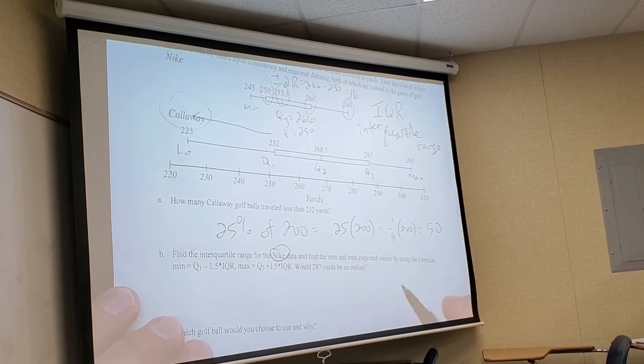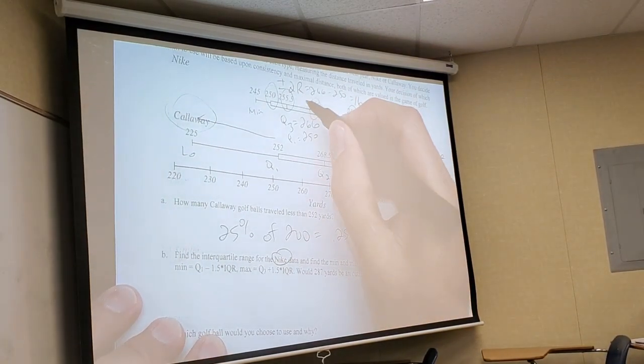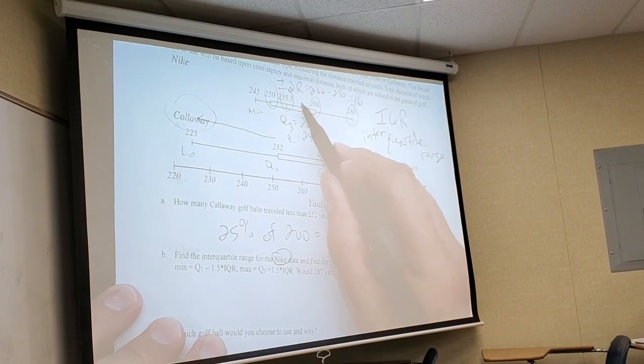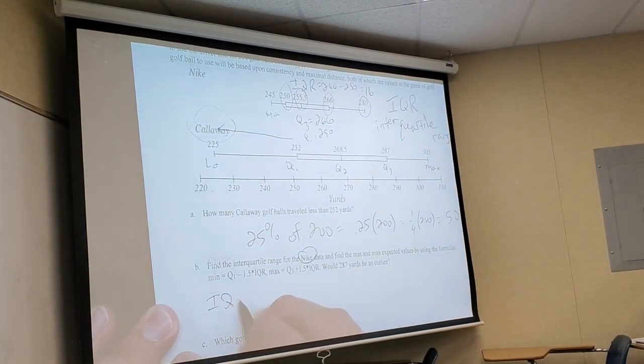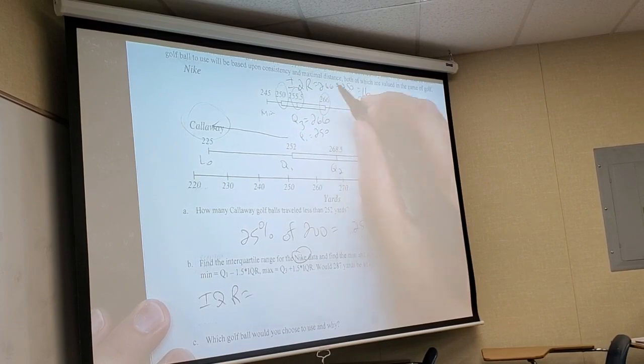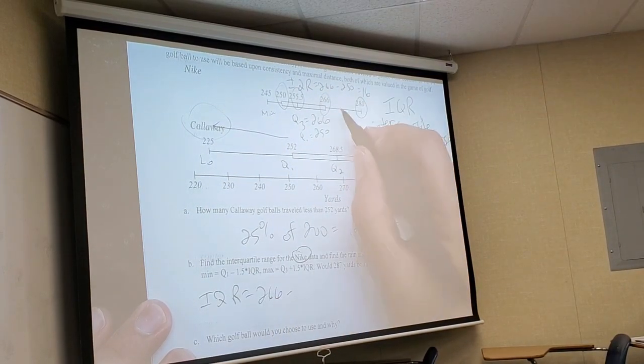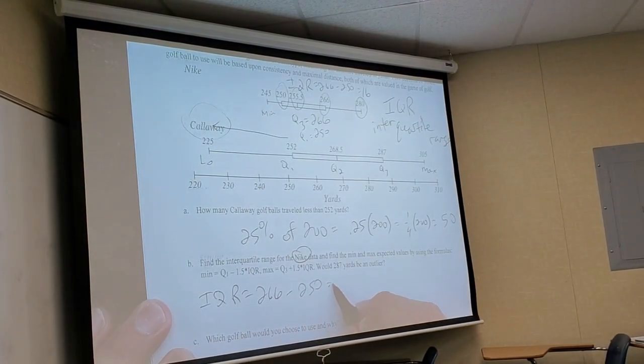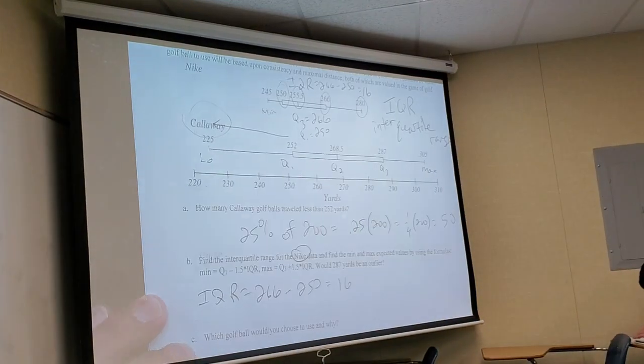I love it. So for Nike, the interquartile range was 266, because that's Q3, minus 250, because that's Q1. So 16.